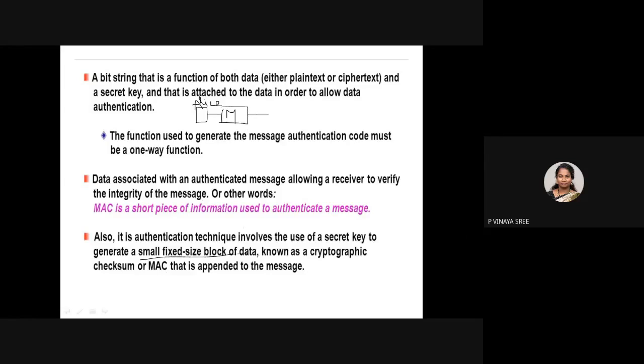For that, this message has to be given to C with K1. C takes one input, the message, and the other one is K, which is symmetric. So the MAC function takes M, the plain text, and the key, and what will be the output from this, anyone?